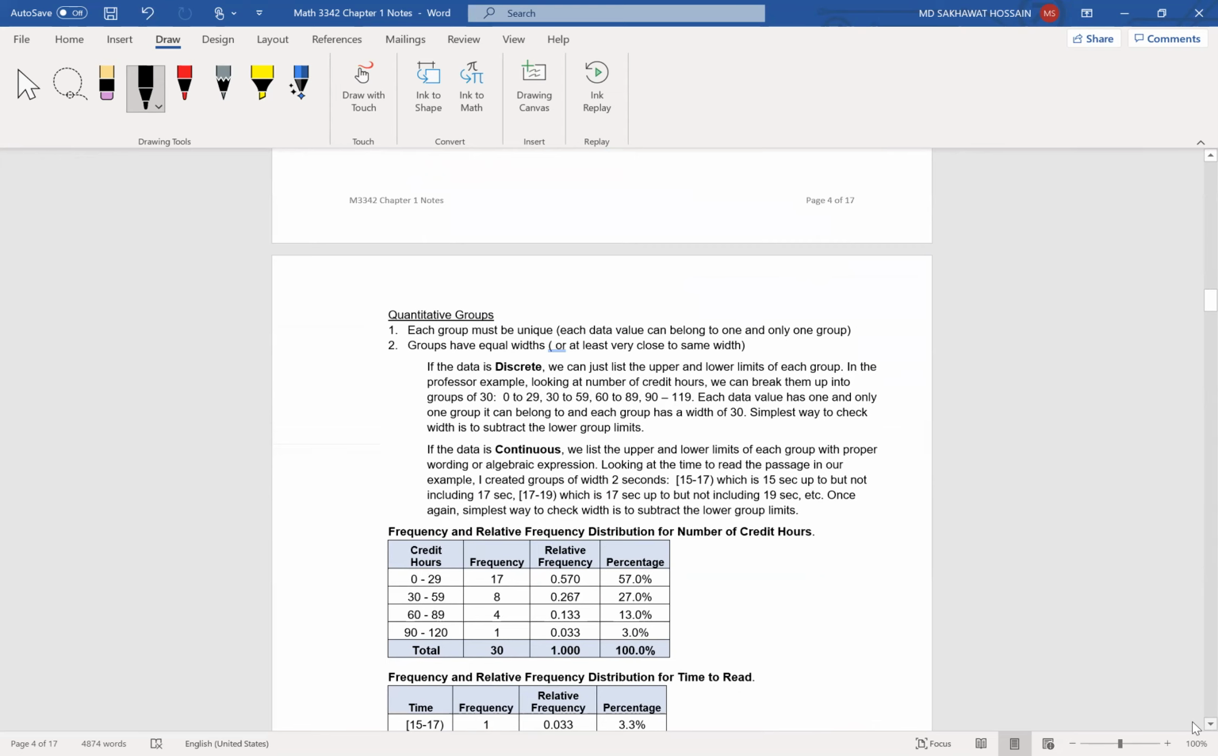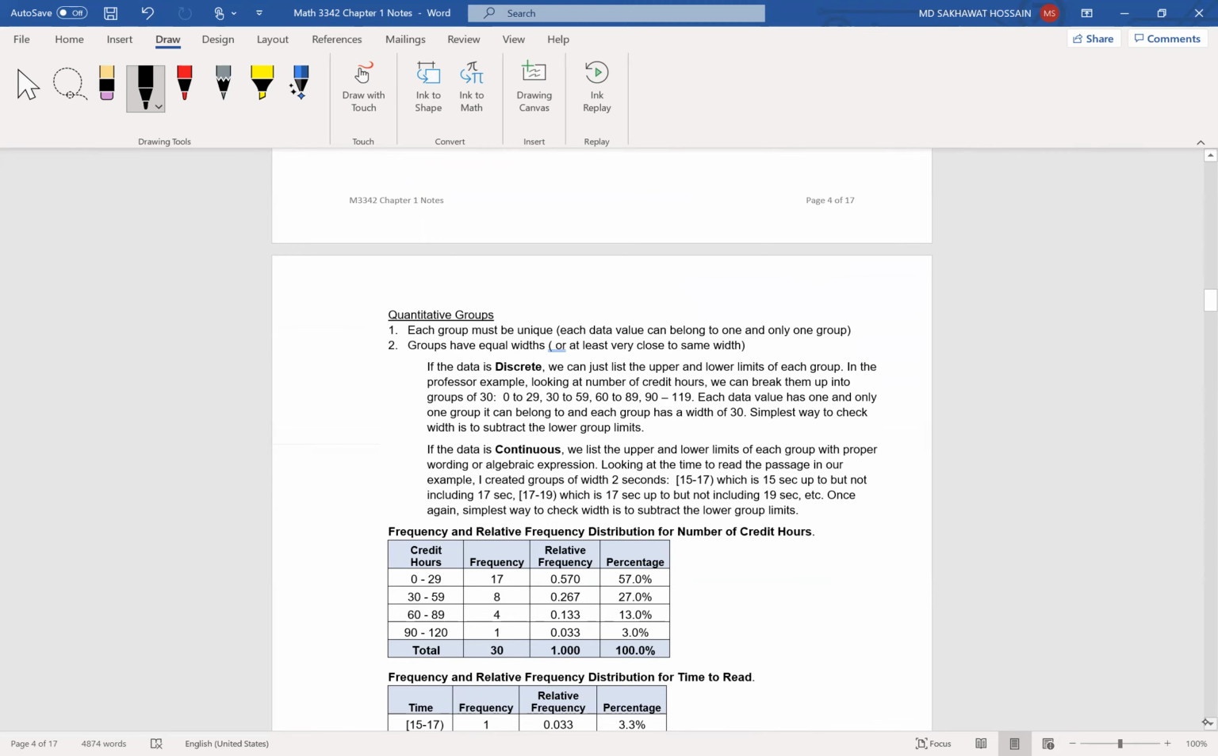So this is the credit hours, from 0 to 120. We divided 0 to 120 into 4 groups. The first group is 0 to 29, the second one is 30 to 59, this is 60 to 89, and this is 90 to 120.